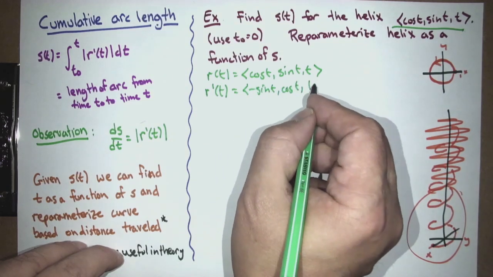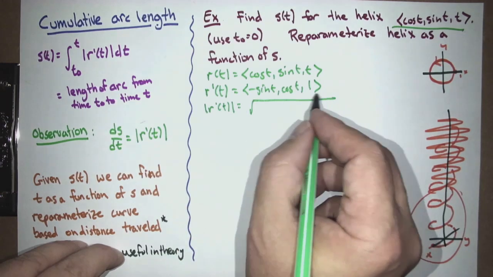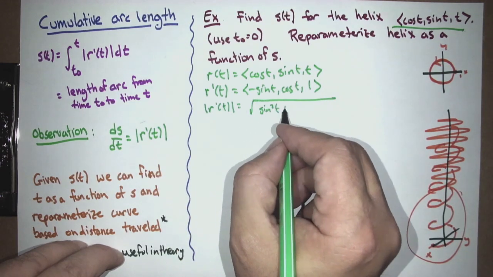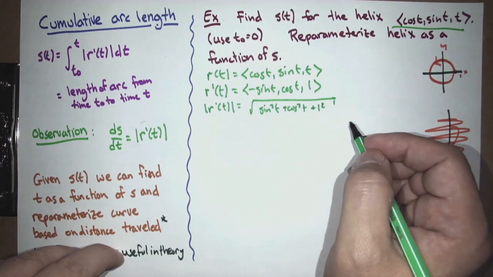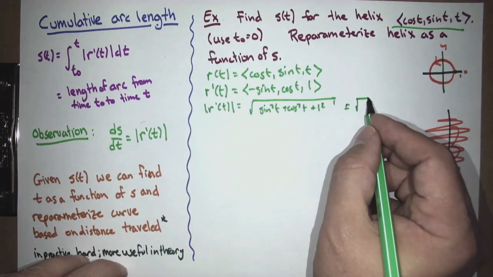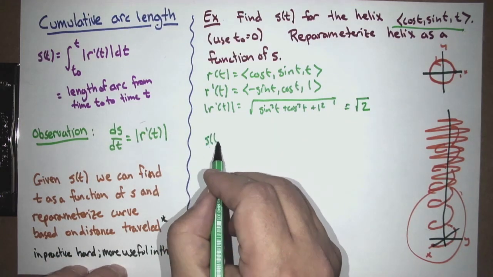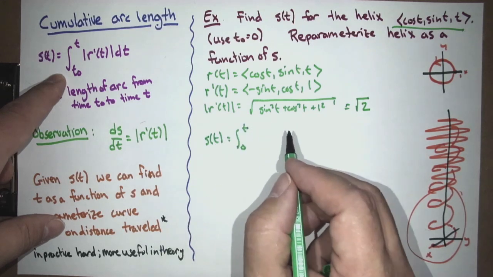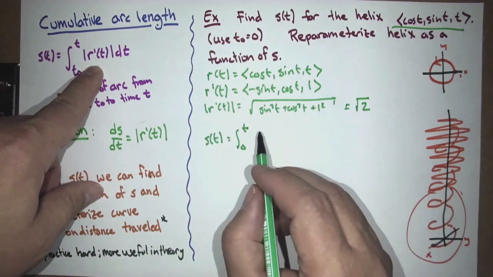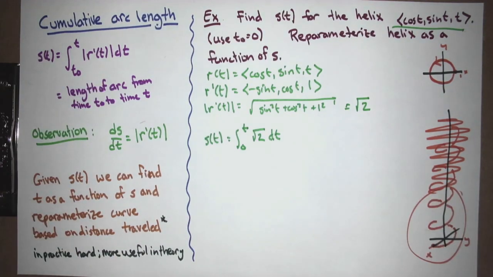Negative sine t, cosine t, 1. Good. So what's the magnitude of that? Square root of sine squared, cosine squared, 1 squared. Does that simplify? Square root of 2. Okay, so then s of t, if we apply this formula, it's the integral from 0 to t of square root of 2 dt.